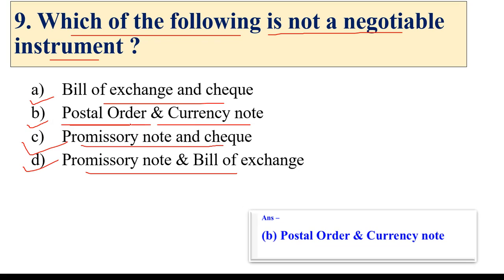Postal order and currency note are not negotiable instruments. Bill of exchange, check and promissory note are negotiable instruments. So currency note and postal orders are not negotiable instruments. So the correct answer is option B.